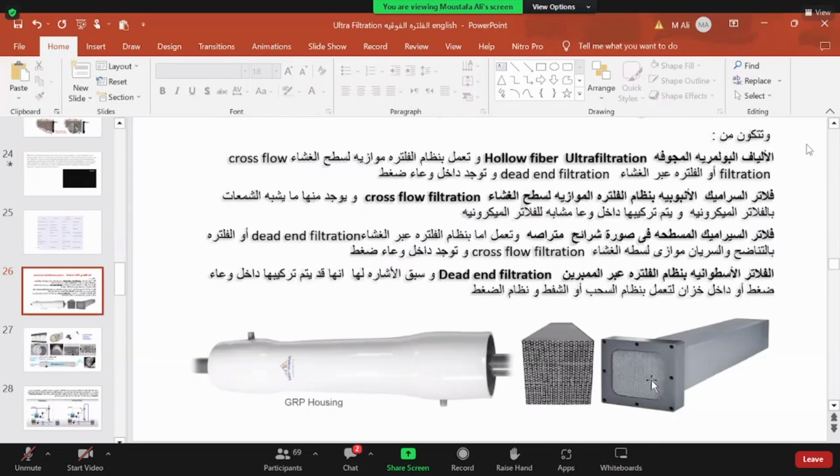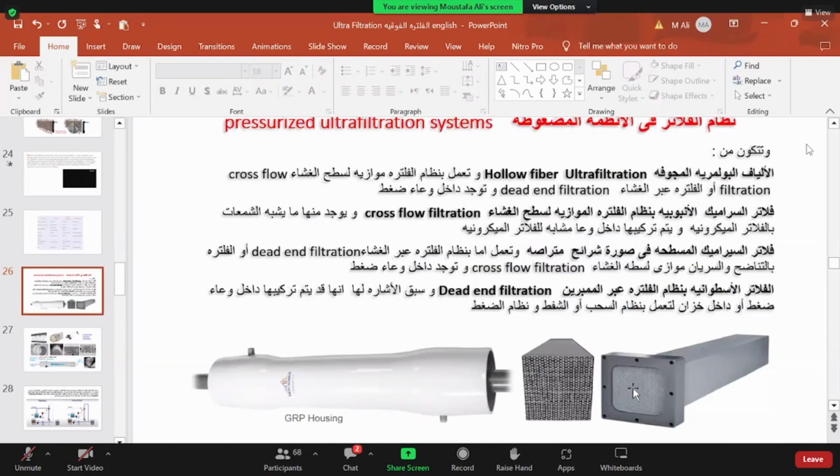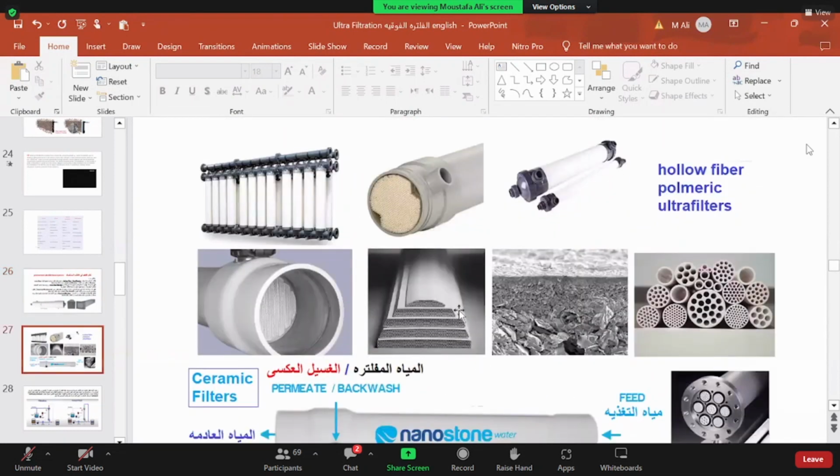This can work as a pressurized system and for sucking. So it's dual application. It can be used as pressurized and it can be used for sucking application. Let's look at this type, also of inside vessel ceramic membranes. It's shown in the figure.